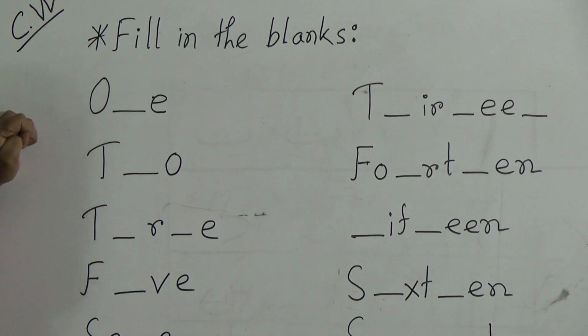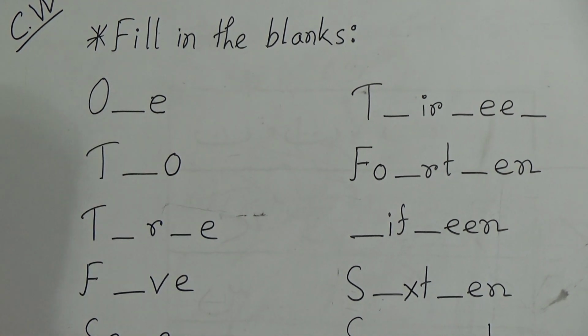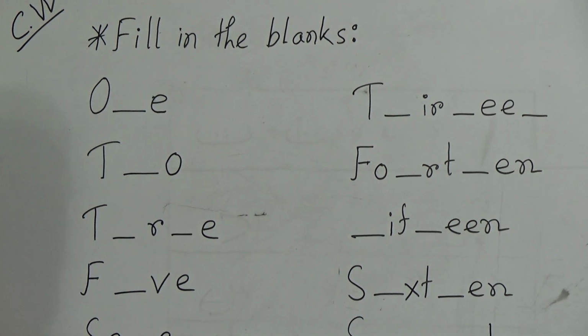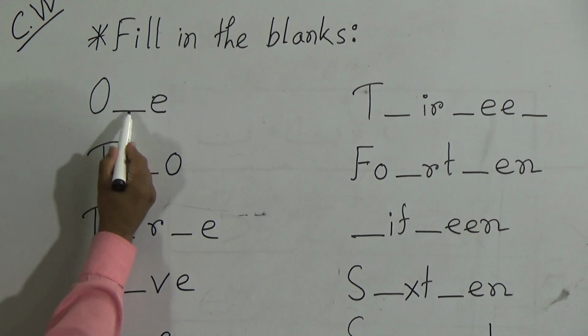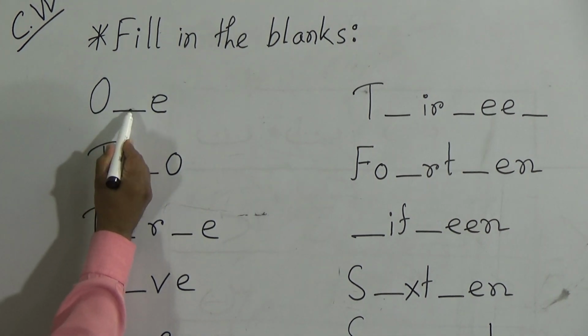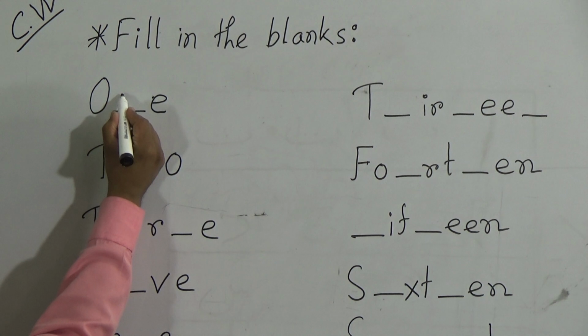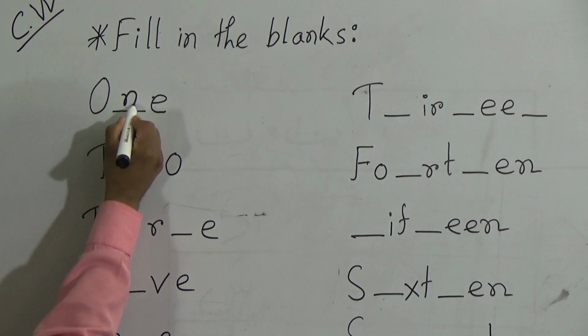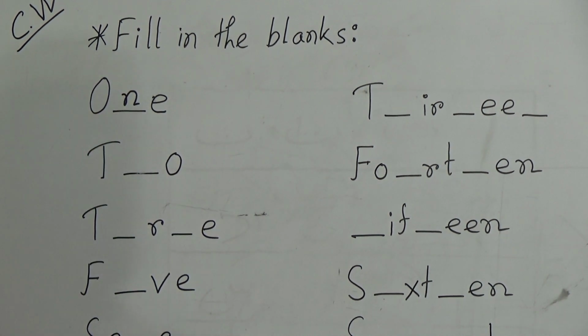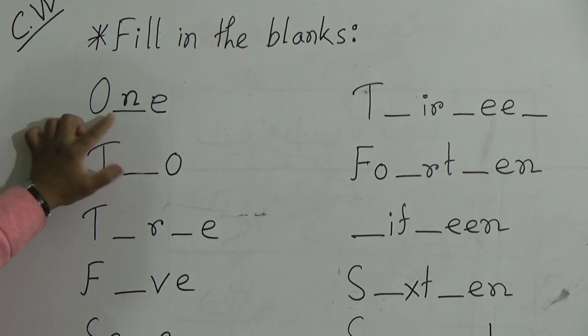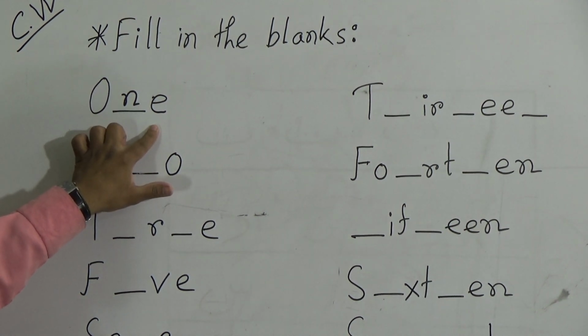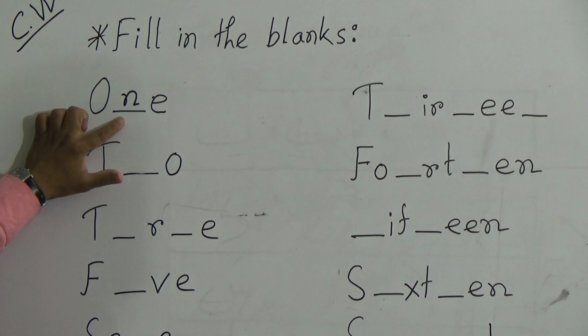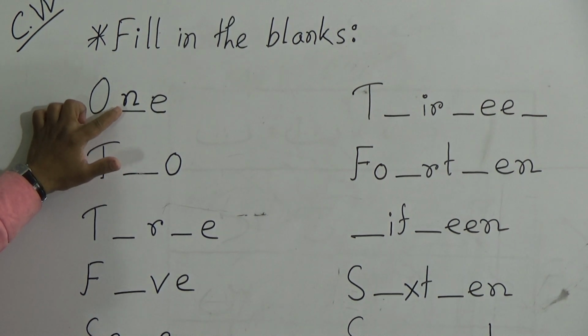Now dear students, look, it's O blank E. So what should be the spelling of one? It's O-N-E. So in this blank, we should fill up with N. Then this makes the word one. The spelling of one is O-N-E, one. So the middle blank should be filled up with the letter N.